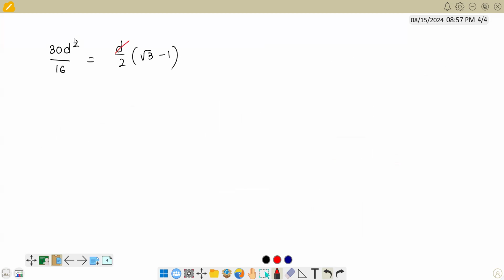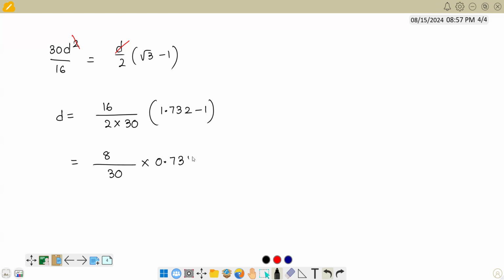So we can cancel this d and this d. So finally we'll get the value of distance as 16 by 2 into 30 into root 3 minus 1. So it would be 1.732 minus 1. So 16 by 2 is 8, 8 by 30 into 0.732. So let us try to find its value. This would be in meters.